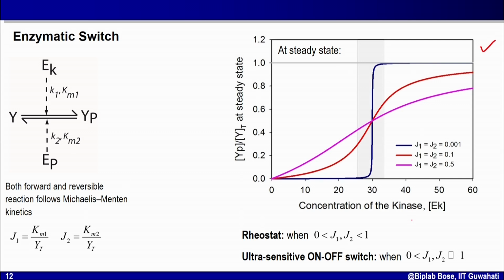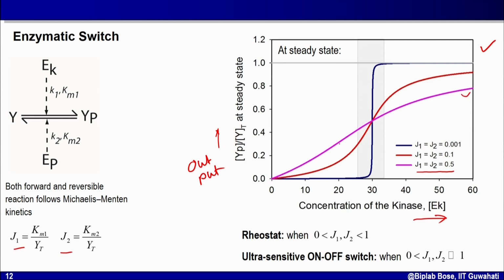Here in the horizontal axis you have the concentration of the Ek, which you can consider as an input. Yp by Yt at steady state, you can consider this as an output in your vertical axis. So then you can draw different sigmoidal type curve based on values of J1 and J2. Let us look one by one. When both J1 and J2 are equal to 0.5, in that case, I get this pink curve.